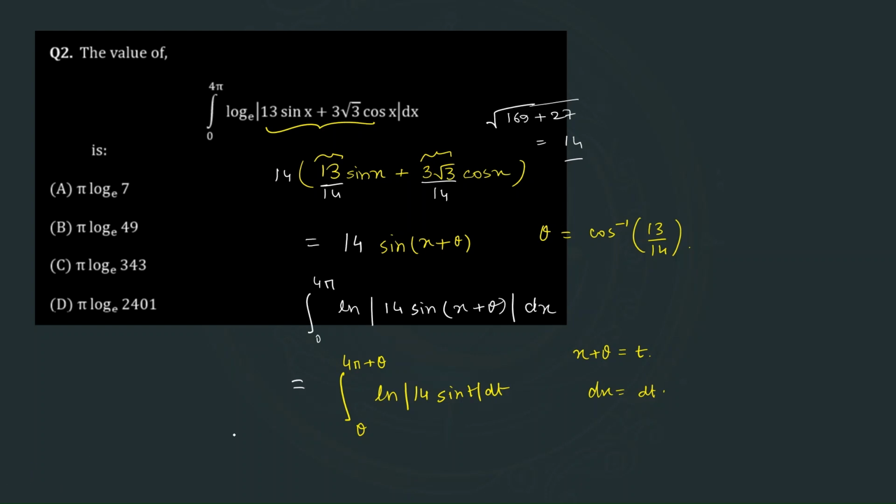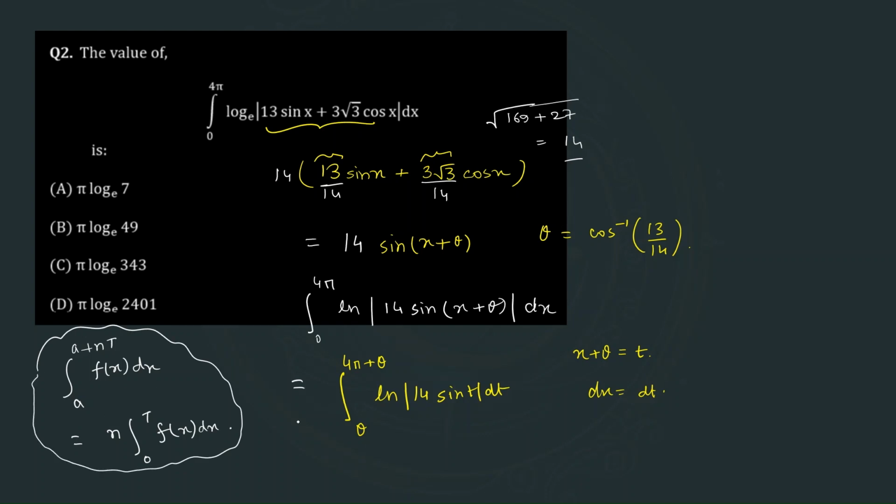Now we have to recall a very important property for definite integral, that is integral a to a plus nT f of x dx is equal to n times integral 0 to T f of x dx, where this capital T is the period of this function. We have to apply this property here.